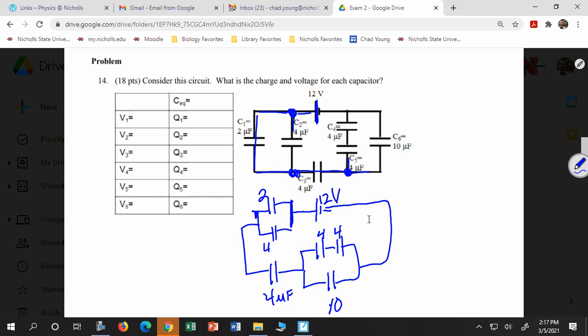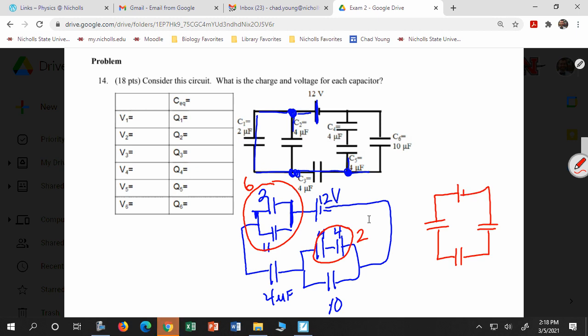So I can simplify this, which is, once you do this part, I think that's the hardest part. But I can simplify this. A 2 and 4 in parallel is 6. This 4 and 4 in series is 2. And so I'm left then with a circuit that looks like this. 12, I have a 6 microfarad, a 4 microfarad, and then 10 plus 2 is 12 microfarads. So this circuit simplifies to 6 microfarad, 4 microfarad, and 12 microfarad.